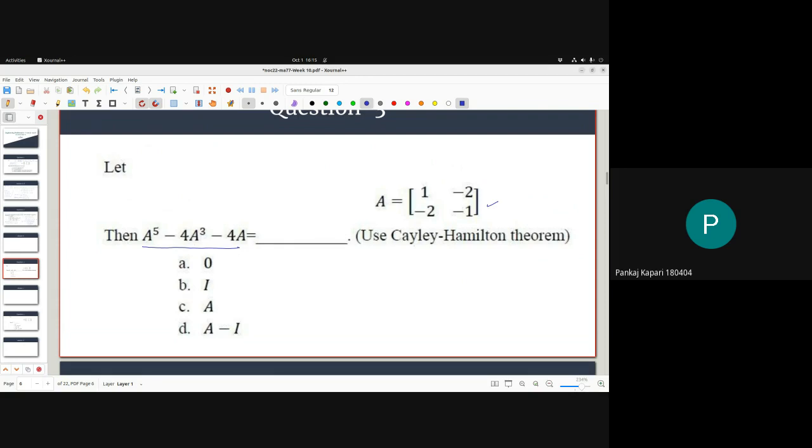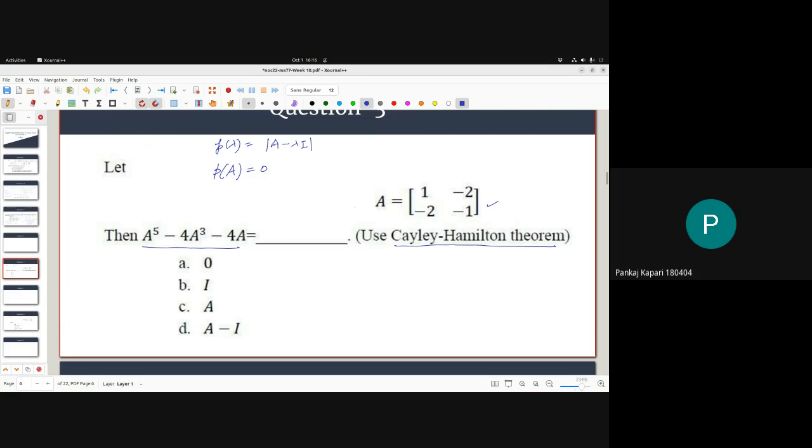We can use the Cayley-Hamilton theorem. So what is the Cayley-Hamilton theorem? It says that if you take the characteristic polynomial of the matrix A, which is just the determinant of A minus lambda times identity, so this is our characteristic polynomial P of lambda, and instead of lambda you put A, then P of A must be 0. So every matrix satisfies its characteristic polynomial.